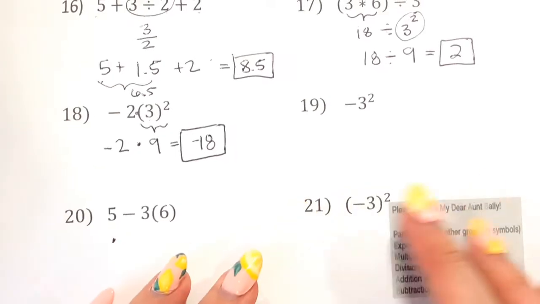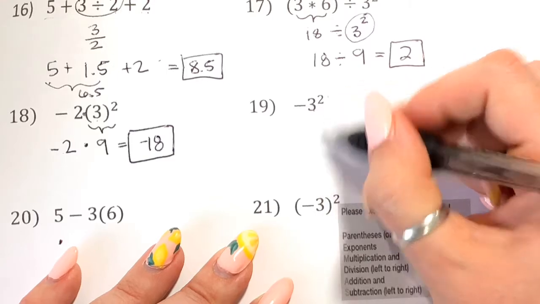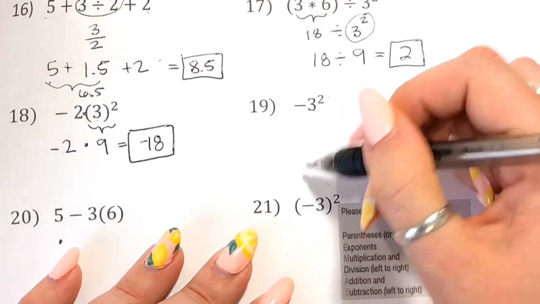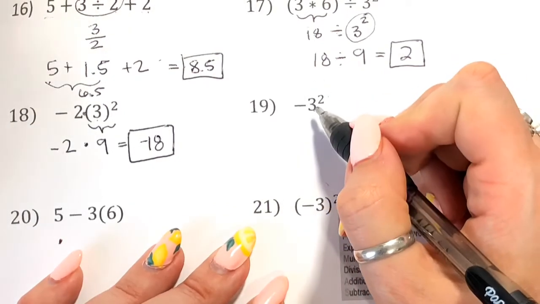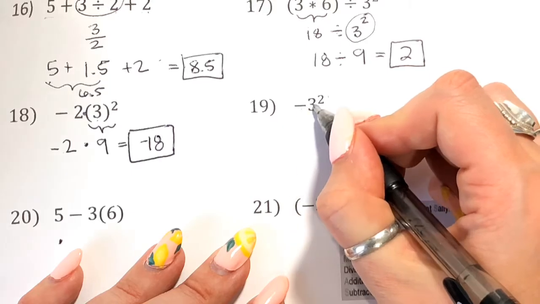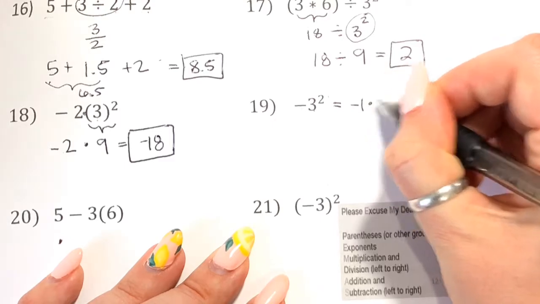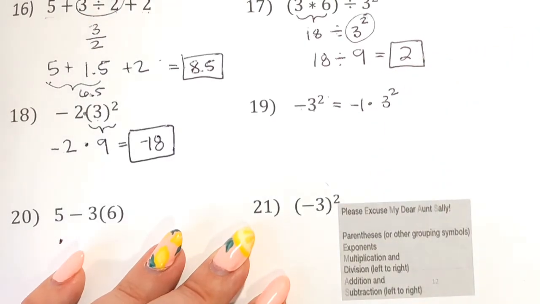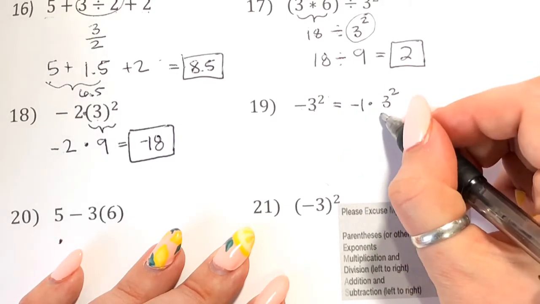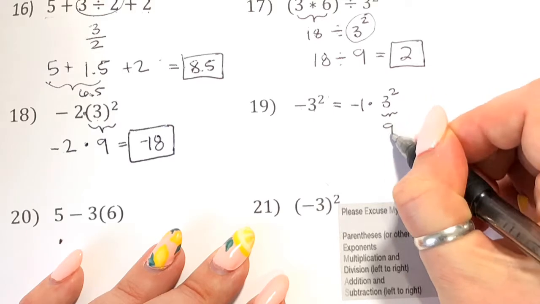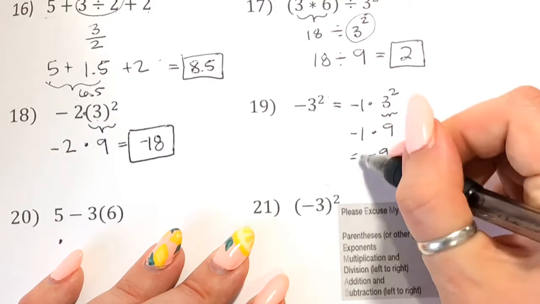Okay, here is a tricky one. Notice 19 and 20. They're both negative 3 squared, right? The only thing different is this one has parentheses. Those parentheses matter. If there's not parentheses on it like this one, they're saying this negative is not attached to the 3. So this is the same really as saying I have negative 1 times 3 squared. And it makes a difference because in this format, I would do my exponent first, which is 3 squared. I would get 9. And then I have negative 1 times 9, which is negative 9.